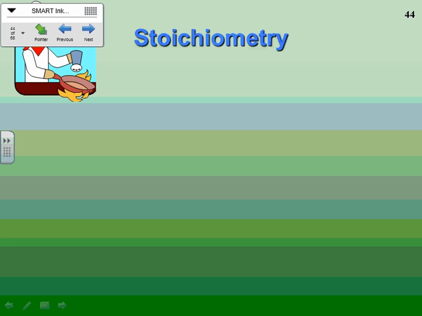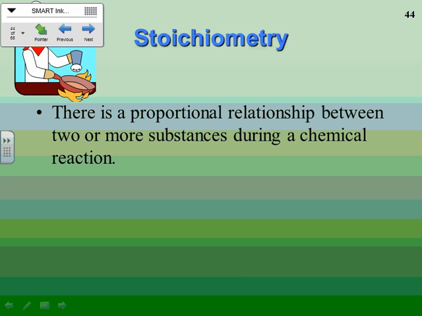Okay, so stoichiometry is kind of like cooking, all right? It's basically kind of like a recipe, okay? So if you mix a certain amount of the ingredients together, you're going to get a certain amount of your finished product, your cake, your brownies, whatever it is that you're making, okay? So there's a proportional relationship between 2 or more substances during a chemical reaction.